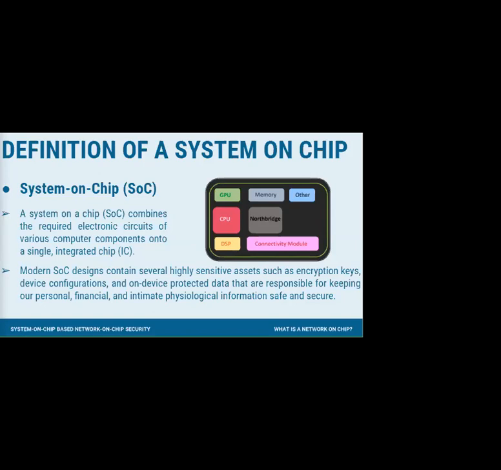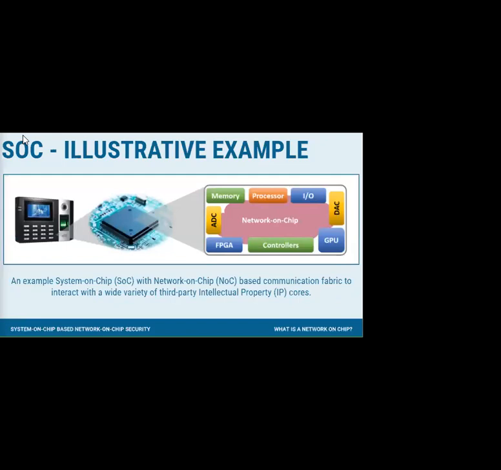So in the modern system on chip designs, there are several sensitive assets. Some are encryption keys, device configurations, and onboard protected data, and these are responsible for keeping our personal, financial, intimate, physiological information safe and secure. So this illustrates what the system on chip is, and you can have an idea about what it is.